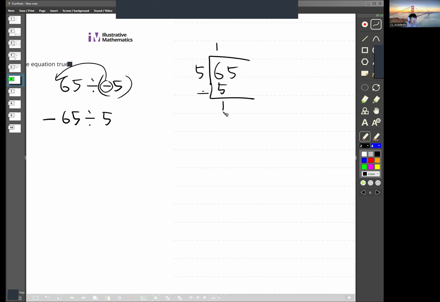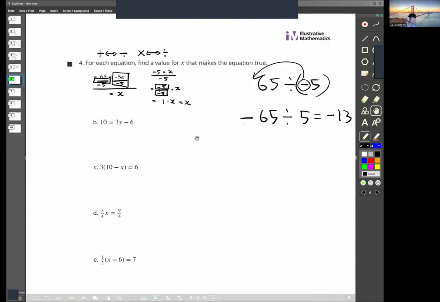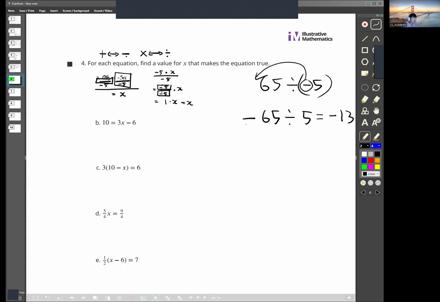6 minus 5, 1. And 5 comes down. In 15, how many 5? 3. So 65 divided by 5 is 13. But we have a negative in front of it, so it will be -13. So x is -13. Again, you really need to get used to these operations.